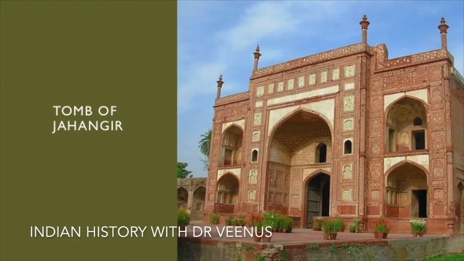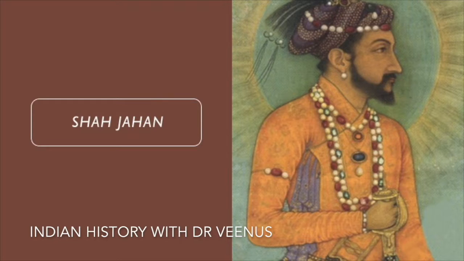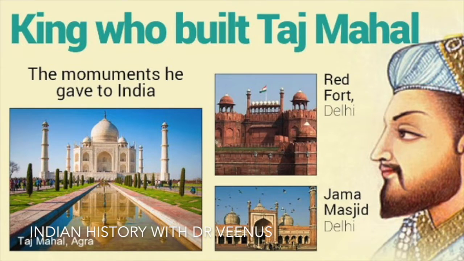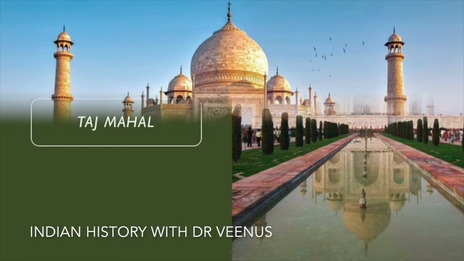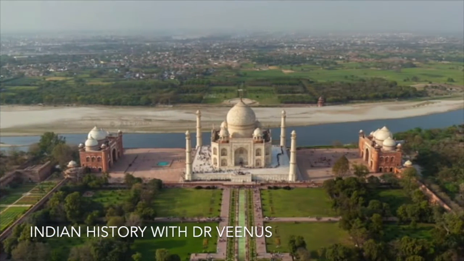Tomb of Jahangir was constructed by his son Shah Jahan at Lahore. Shah Jahan. Under Shah Jahan, Mughal architecture reached its climax. Some of his principal works are Taj Mahal. Taj Mahal is the finest specimen of Mughal architecture, exhibiting the full range of grandeur and opulence.